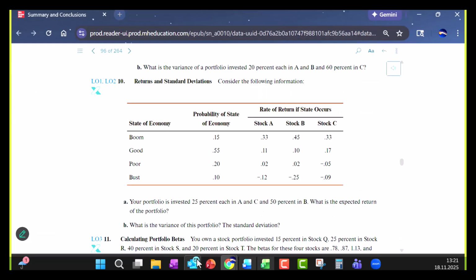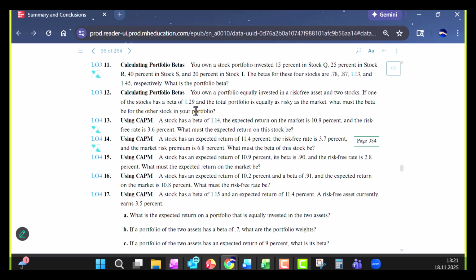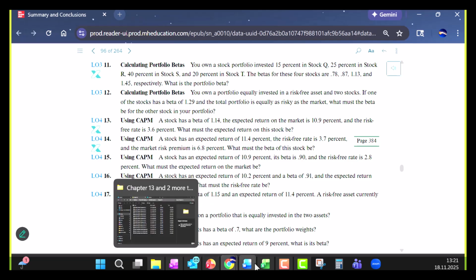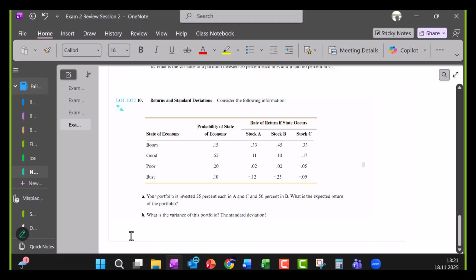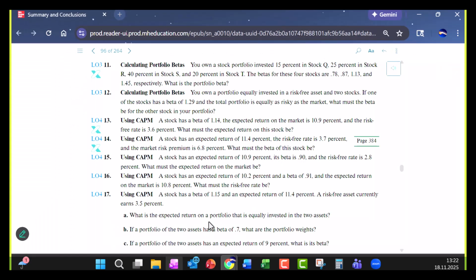All right, let's do CAPM. Okay, calculating portfolio betas. Well, I'm not gonna do it separately. Portfolio betas. Let me just write it here. Weighted average of individual betas. So let's do these until 17. Okay.